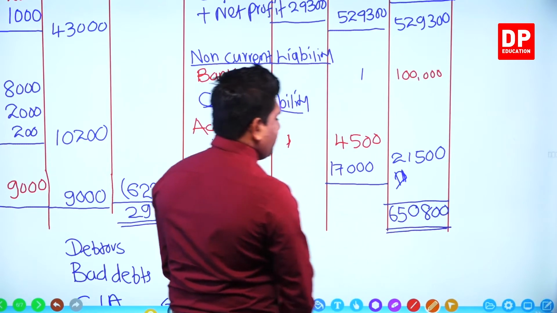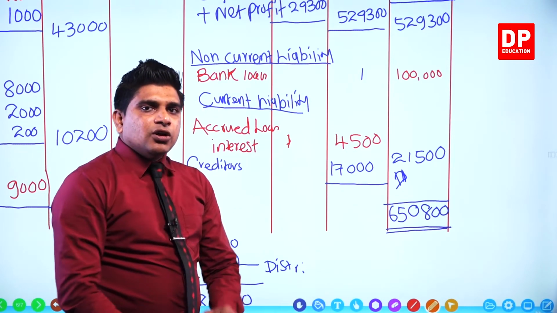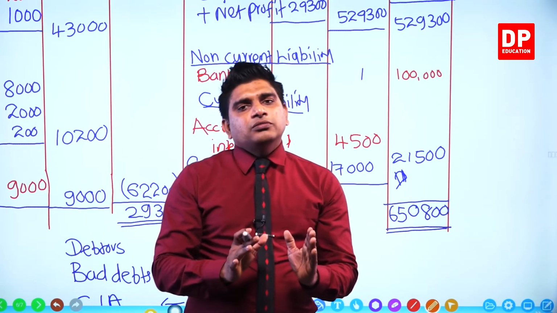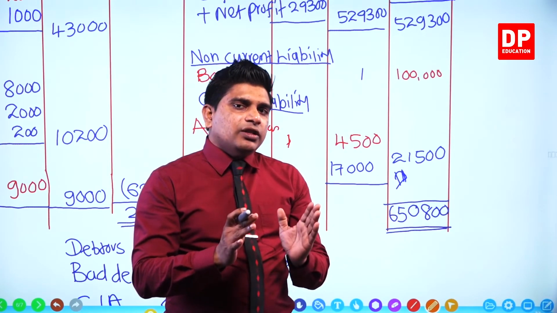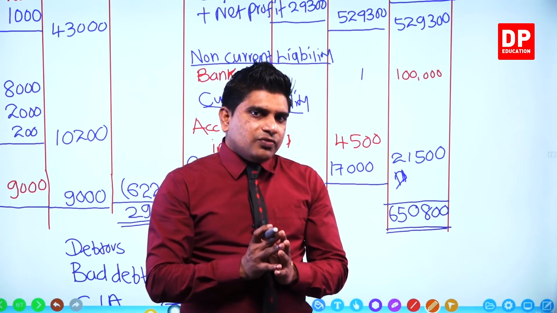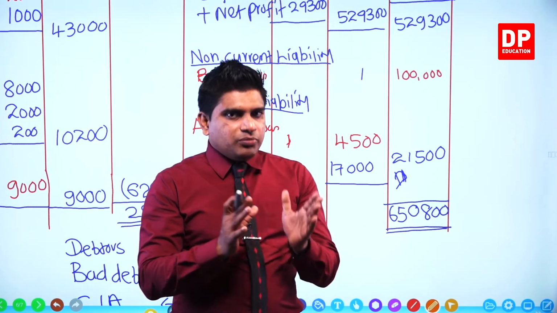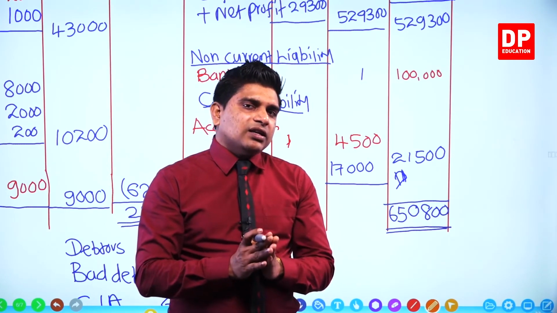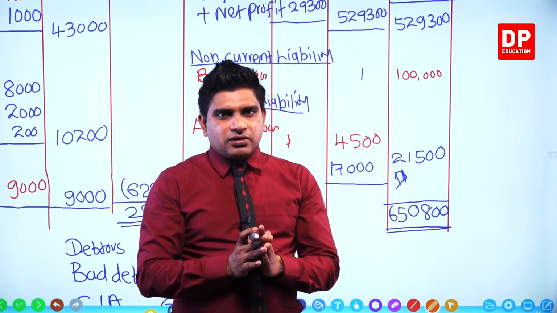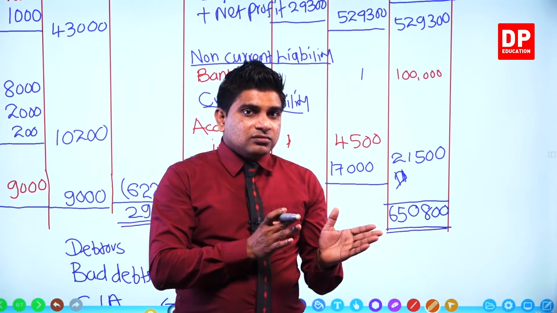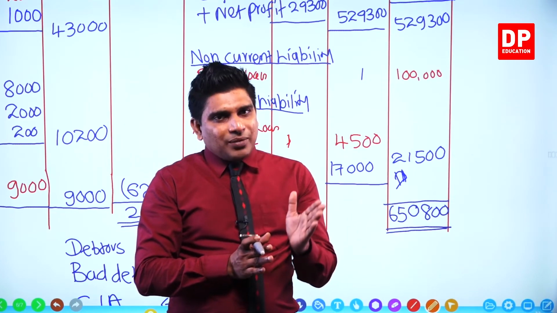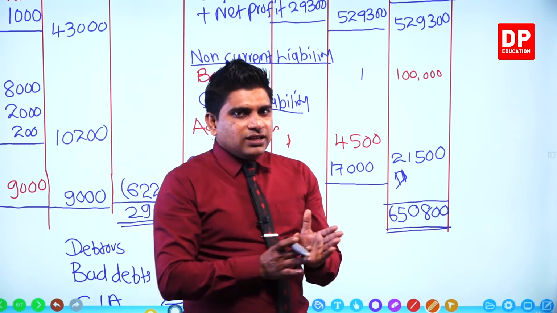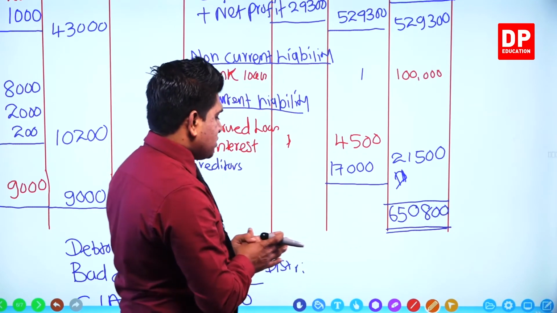Yeah, 650,800. Both sides are equal now, right? Both sides are equal. According to the accounting equation, what is the base of the statement of financial position? The base is the accounting equation. At the beginning, I taught you assets equal capital plus liability, right? There are two types of assets. What are they?